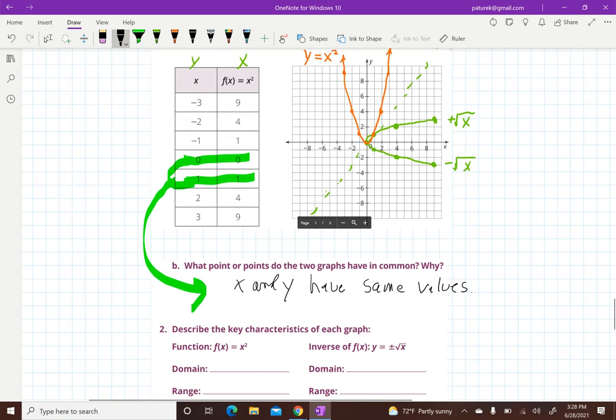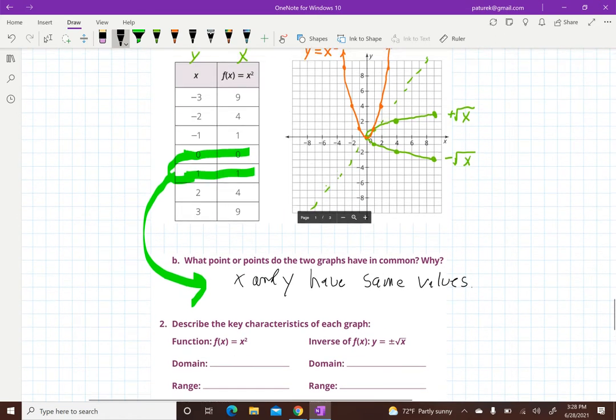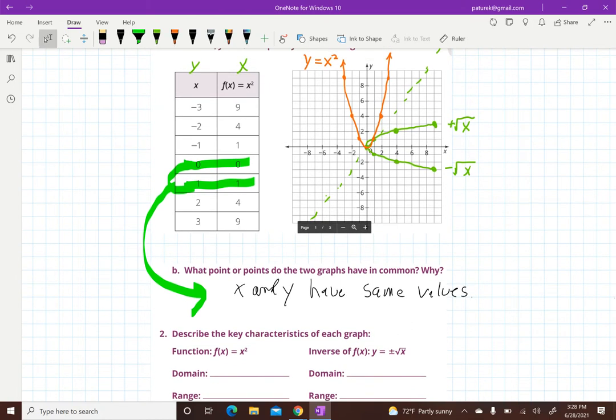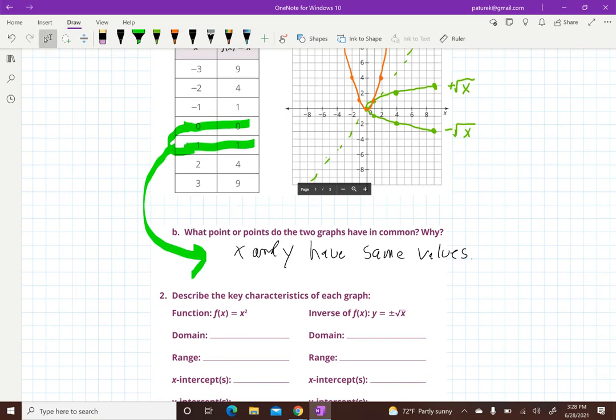Number 2, describe the key characteristics of each graph. So for the original function, the domain was the set of all real numbers. So some of you just write a capital R. Really, you should say it's from negative infinity on the left to positive infinity on the right. That's one way of doing it. Again, some of you write the set of all real numbers. That is an equivalent way of doing this.